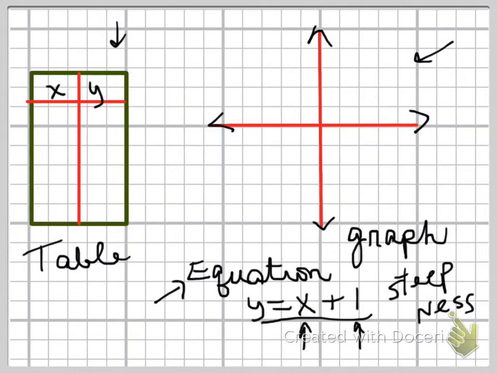So let's represent that in a graph. Looking at a graph that I have drawn here, the coordinates are x and y. This is the x line, this vertical line is the y. So we see that 1 is the y-intercept where the line crosses. So I will mark 1 on the line.